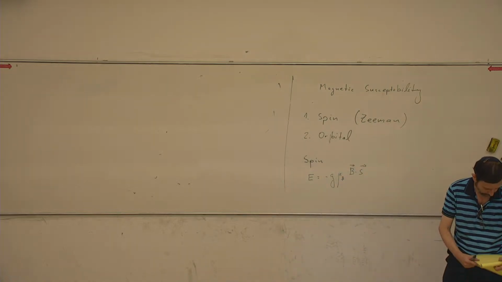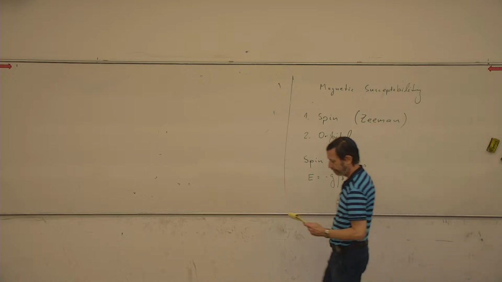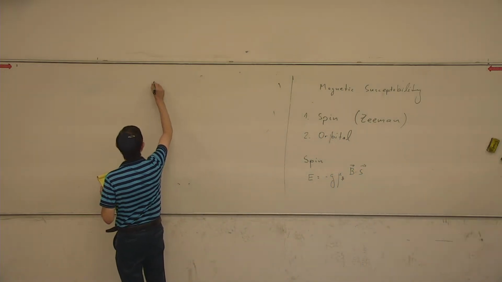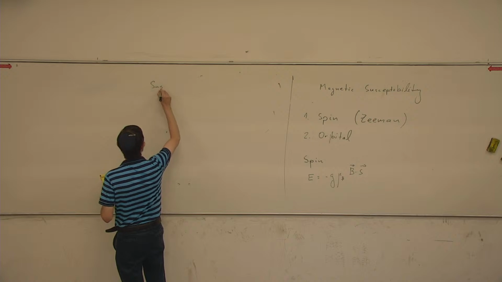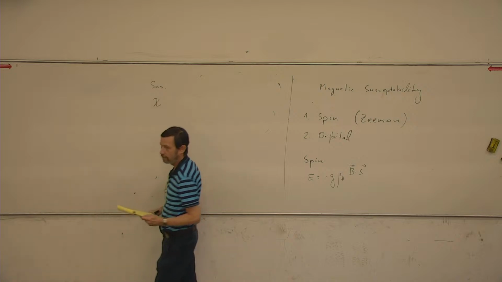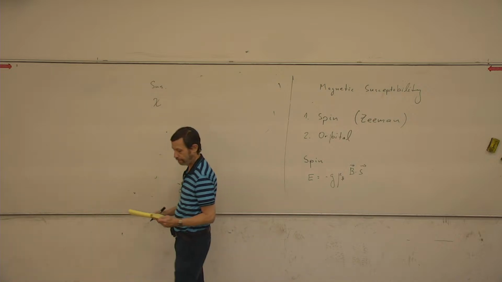So just let me define susceptibility. Usually denoted by a chi.